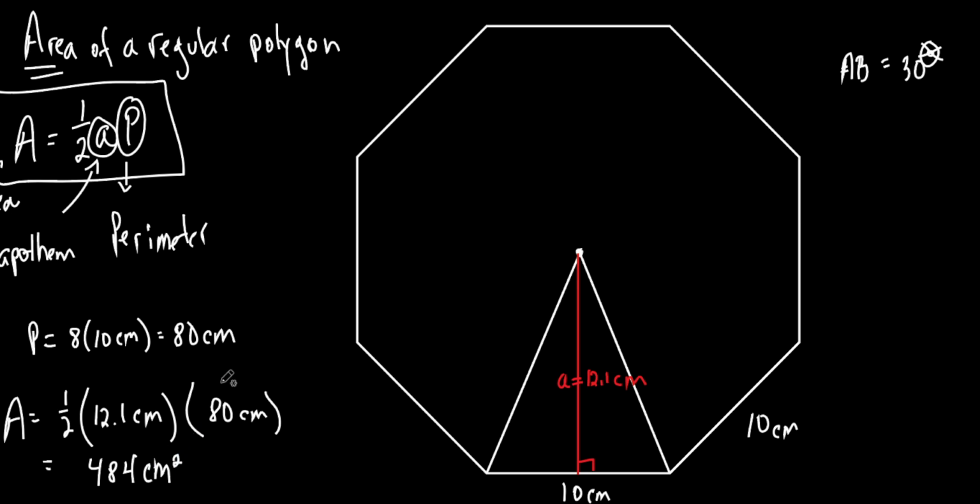Centimeters squared. Don't you dare say degrees. All right. So this is area, 484 centimeters squared. It's not that hard when they give you the apothem. Would you agree? Yeah, it's pretty easy. If they give you a side to find the perimeter, it's not that hard. You just multiply how many sides you have by the length of each side, and you've got it.